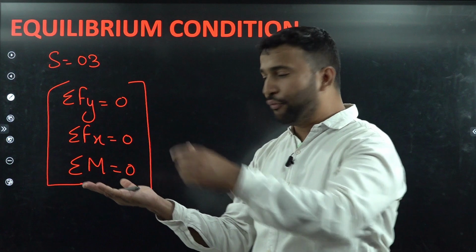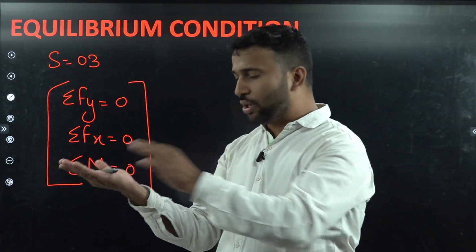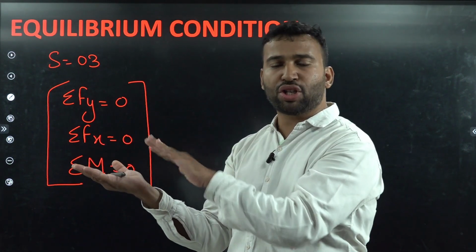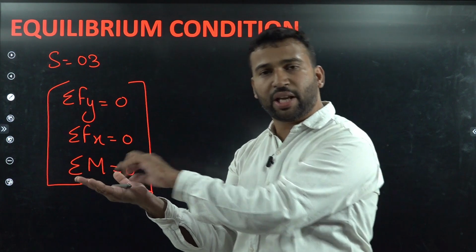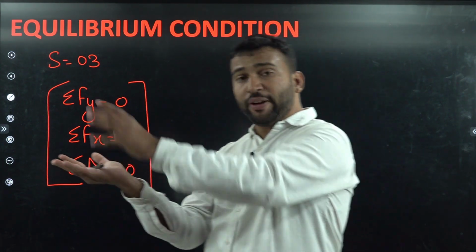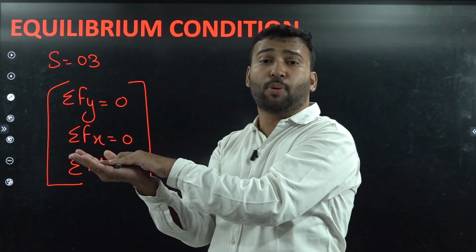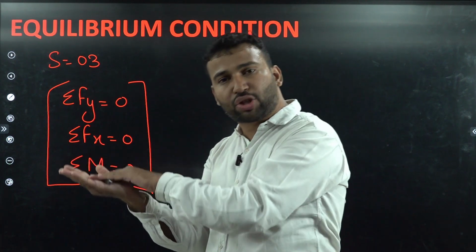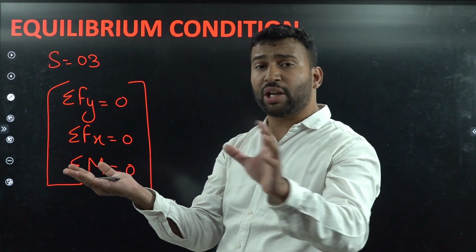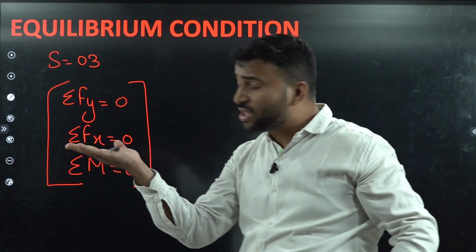Let us suppose a vertically downward force and a vertically upward force of the same magnitude are acting on this particular structure. Both will cancel out each other, and again the body is stable here, so the body will be in equilibrium. Let us suppose a clockwise moment and an anti-clockwise moment of the same magnitude are acting on this particular support or structure. Then what happens? The anti-clockwise and clockwise moments will cancel out each other, and we will have a net moment equal to 0. The body will remain stable.